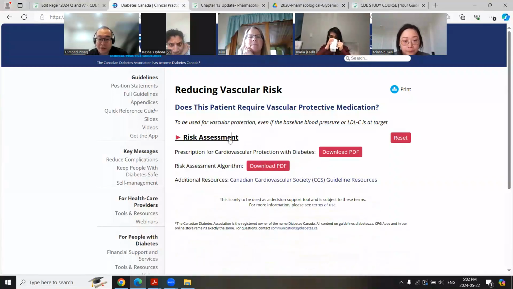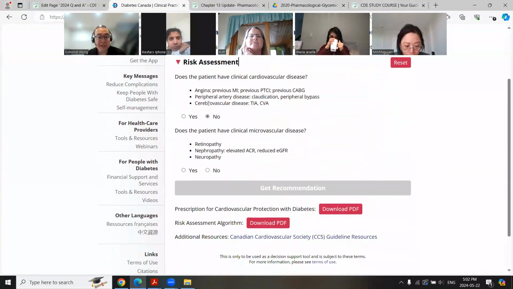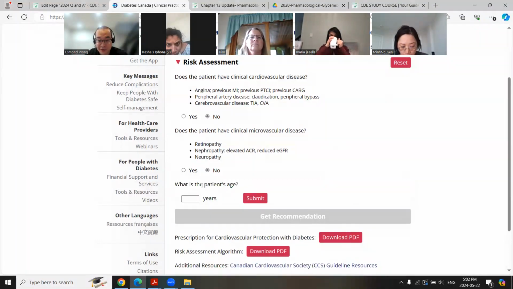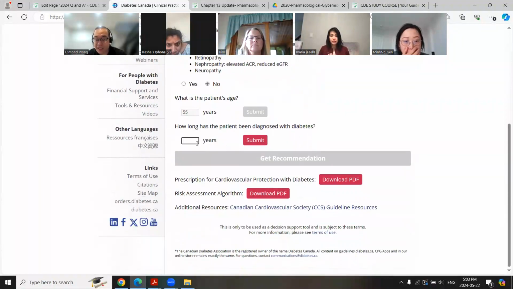So let's say they don't have any previous cardiovascular issue. Because if they've had a previous heart attack or a previous stroke, they should be on ASA, statin, and ACEs and ARBs, regardless of whether their blood pressure is high, to keep their risk low. But let's say they don't, and let's say they're exactly 55 years of age and completely newly diagnosed.